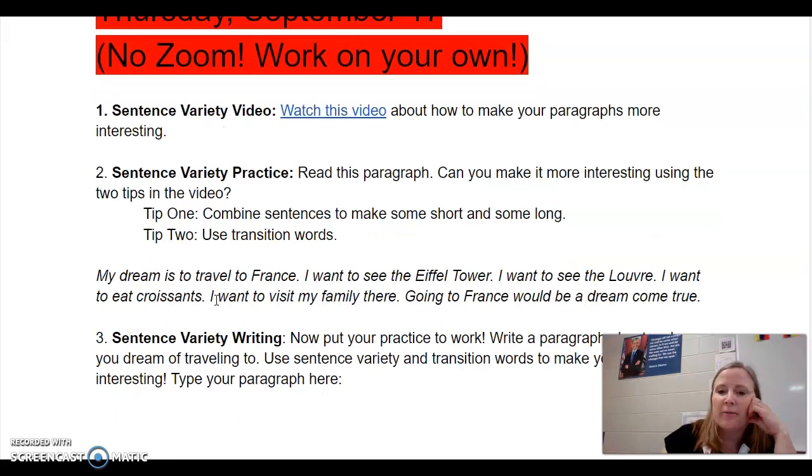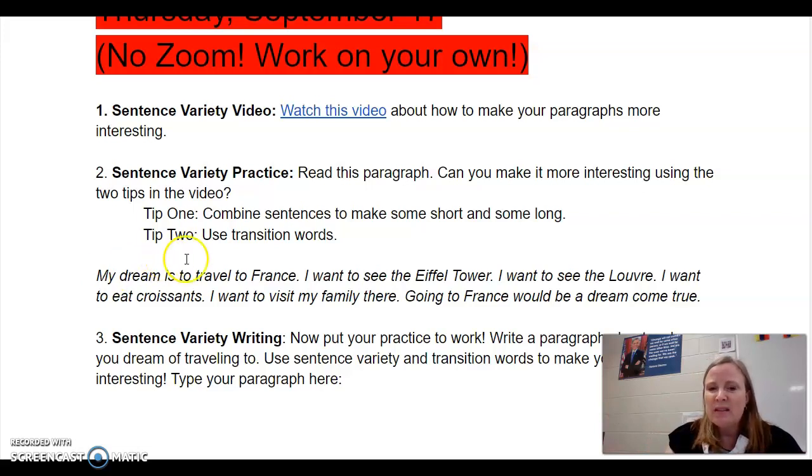So here's the paragraph I'm asking you to fix. My dream is to travel to France. I want to see the Eiffel Tower. I want to see the Louvre. I want to eat croissants. I want to visit my family there. Going to France would be a dream come true. So I've got everything I need. I've got the topic sentence. I've got details or supporting sentences that say why I want to go to France. And then I have my conclusion sentence.